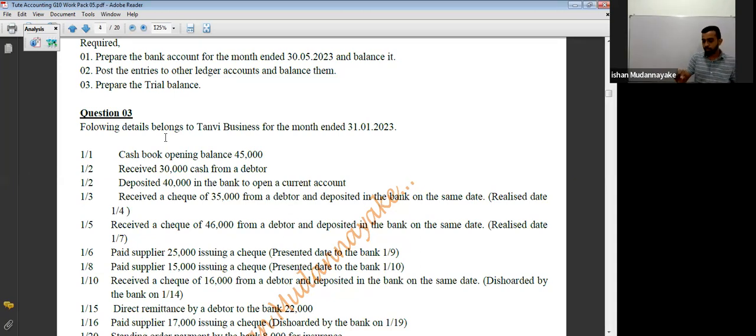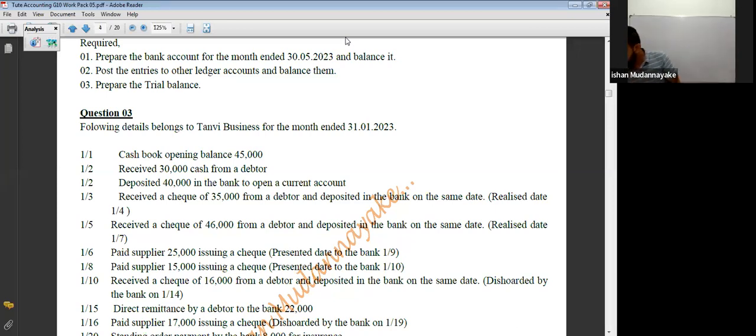Here I have included question number 3 and question number 4, my own questions. This is the method I'm using to teach bank reconciliation to my students. Question number 3 and question number 4 are among the most important questions, so try to get the whole idea through them.